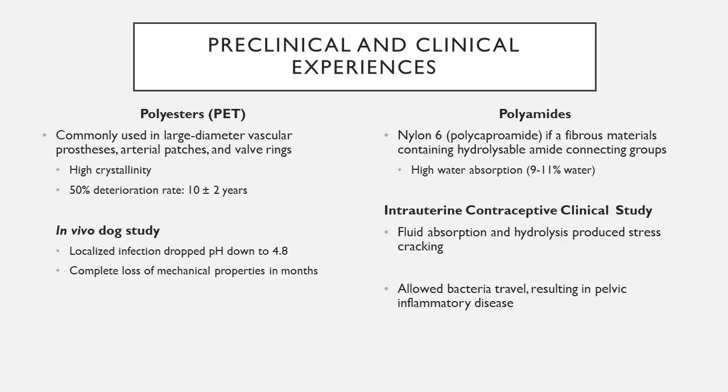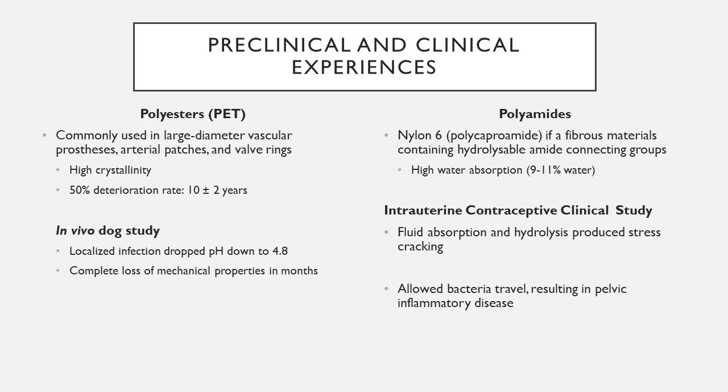So they did this PET study in healthy dogs, and some of the dogs developed infections. These infections brought down the pH to as low as 4.8, which was a pH-induced or catalyzed hydrolytic reaction that significantly increased the speed of hydrolysis. It caused a complete loss of mechanical properties on the order of months, when these processes were expected to last over the course of 10 years for a very biostable component. So that's one example of how pH-induced or catalyzed hydrolysis can significantly alter the hydrolysis rates in comparison to normal healthy individuals.